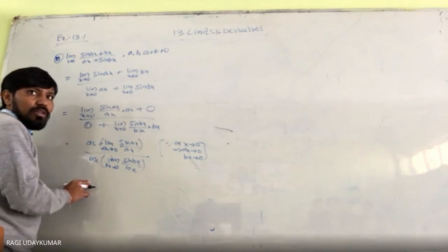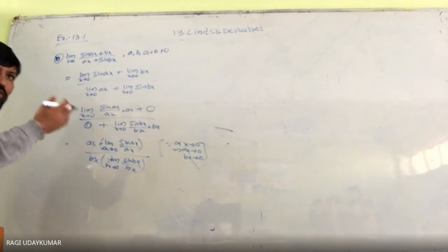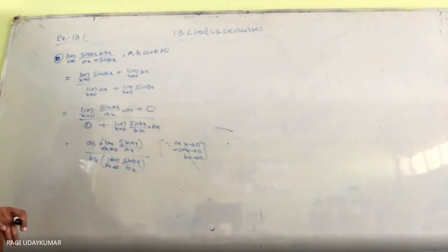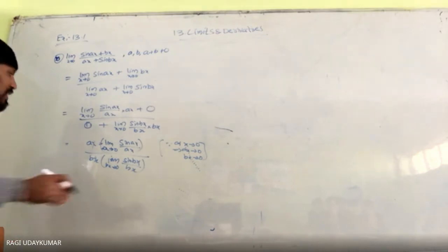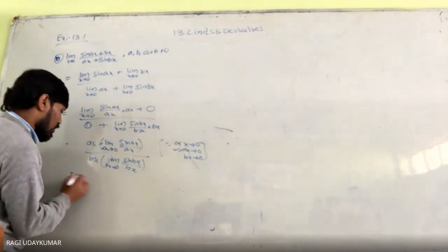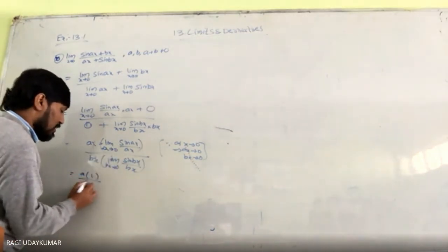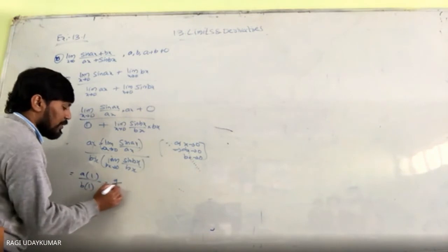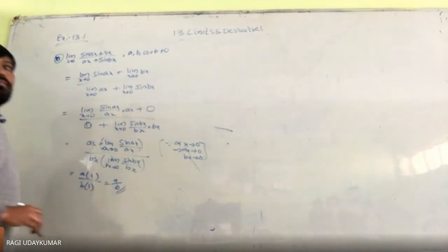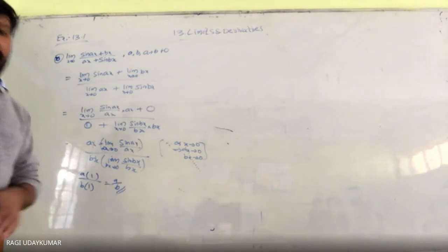Indeterminate form. To avoid the indeterminate form, what is making it indeterminate is that part, so we are cancelling that part. So it's cancel करते हैं. ये क्या होगा? A into 1 by B into 1, which is equal to a by b. Mostly all the problems will be like this only.